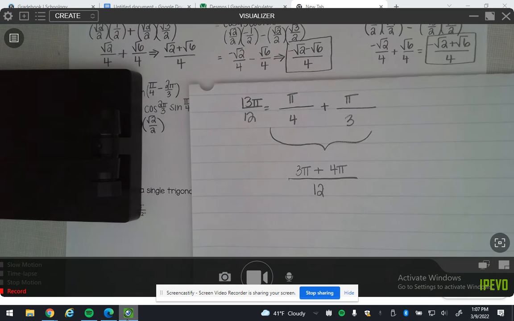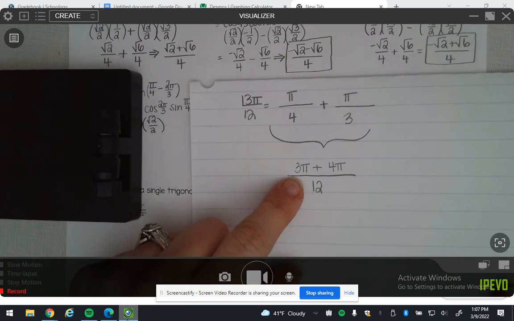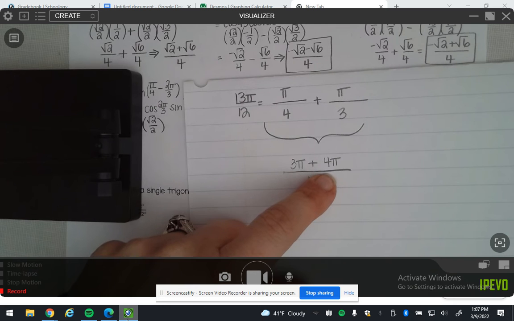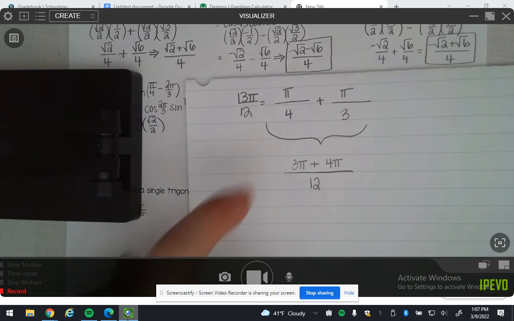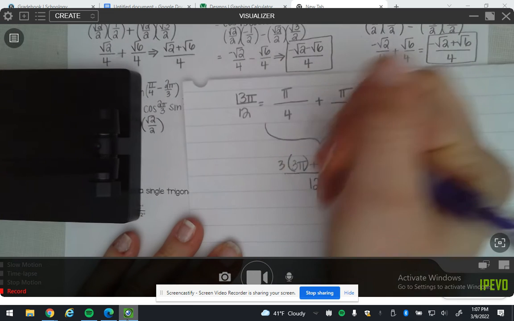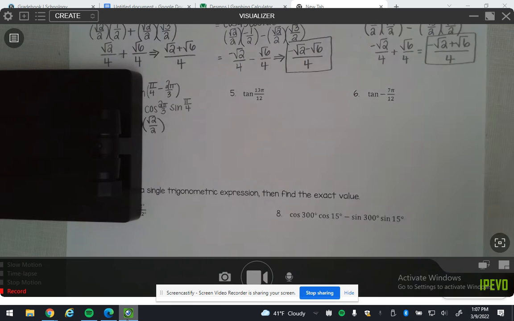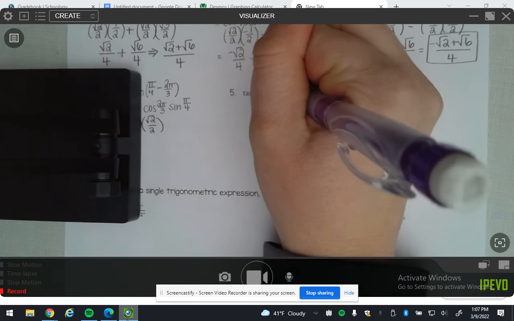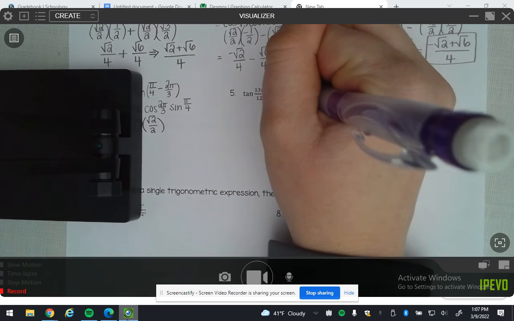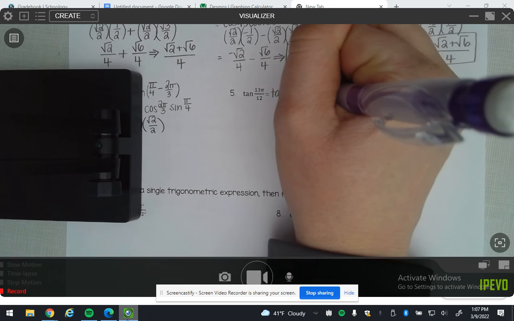Now from here, start figuring out what works. If I do 13 minus 3, what do you get? 10. Can I get 4 from 10 anywhere? So don't start there. If I do 13 minus 4, what do you get? 9. Can I get 9 by 3s? Yes, so this becomes a 3, and this also becomes a 3. You have to do it. I am not giving them to you on your tests and quizzes. You have to do it. So this is the same as the tangent of 3 pi over 4 plus pi over 3.